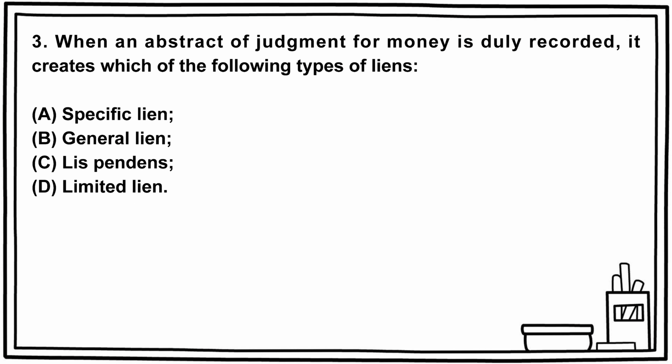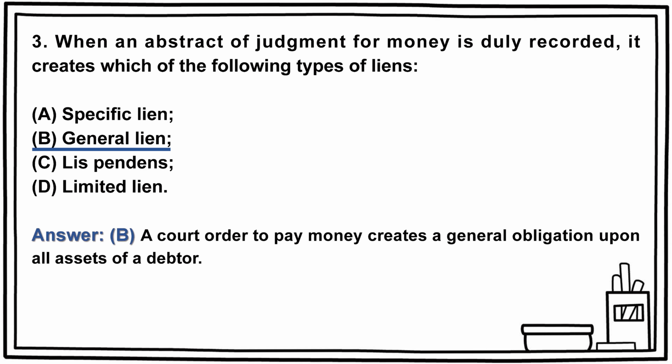3. When an abstract of judgment for money is duly recorded, it creates which of the following types of liens? A. Specific lien. B. General lien. C. Lis pendens. D. Limited lien. Answer: B. A court order to pay money creates a general obligation upon all assets of a debtor.